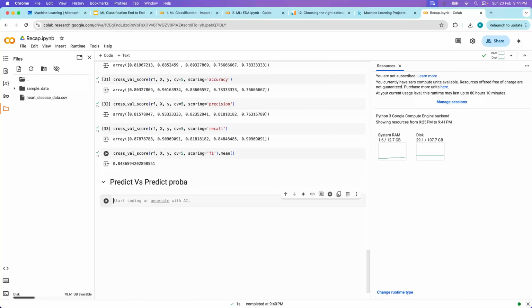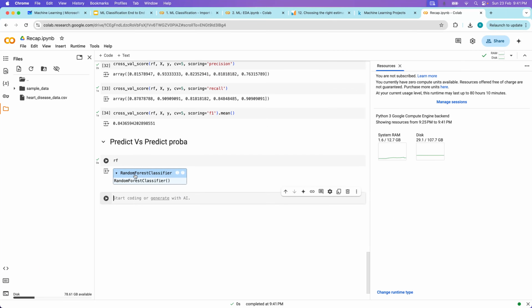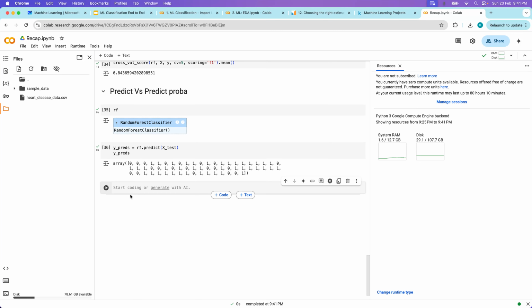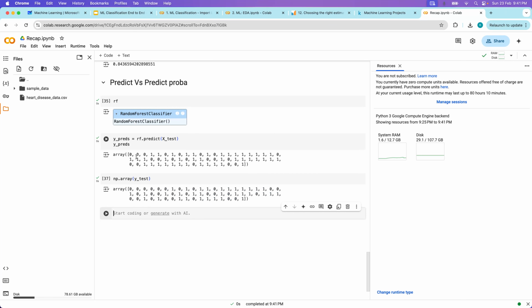I already have trained my model, and this RF is a random forest classifier. Let's calculate the predictions here. So y_preds is equal to RF dot predict X test, and let's select y_preds. These are the predictions, and let's see what the actual values are. Y test, right? Here you can compare this and this to find the accuracy score. So these are the predictions. What is predict proba?